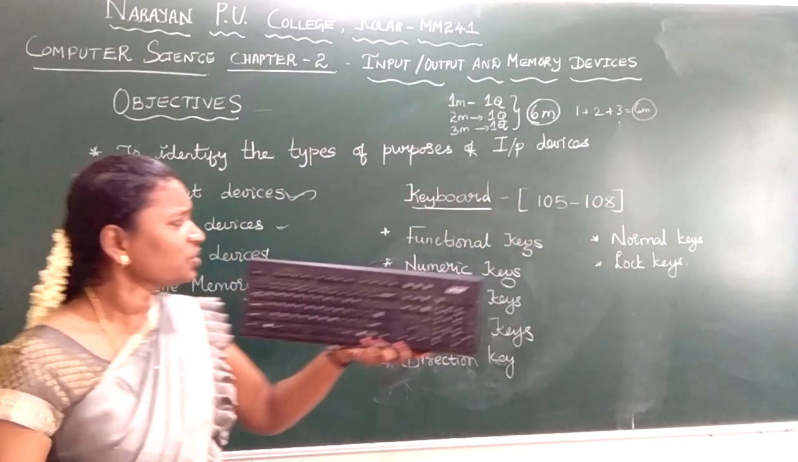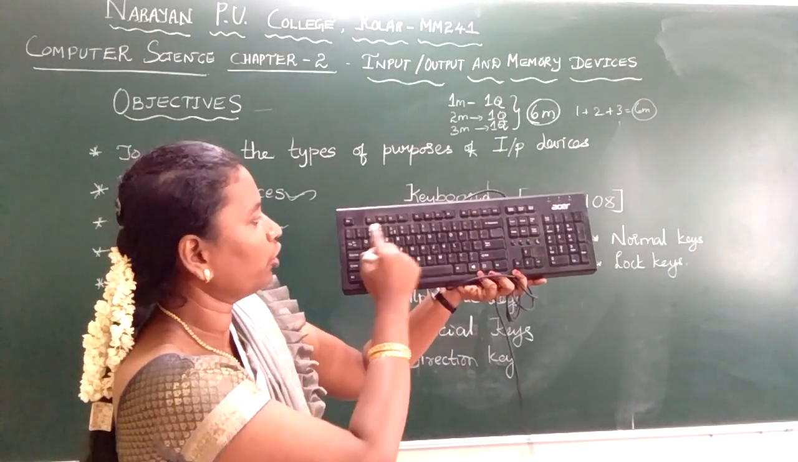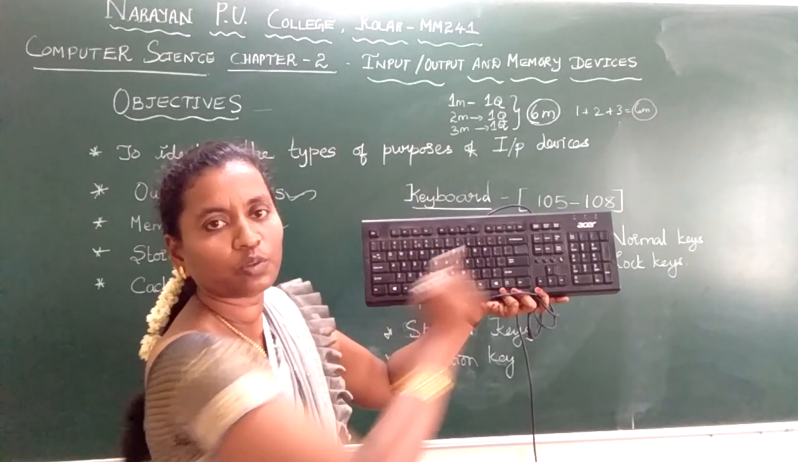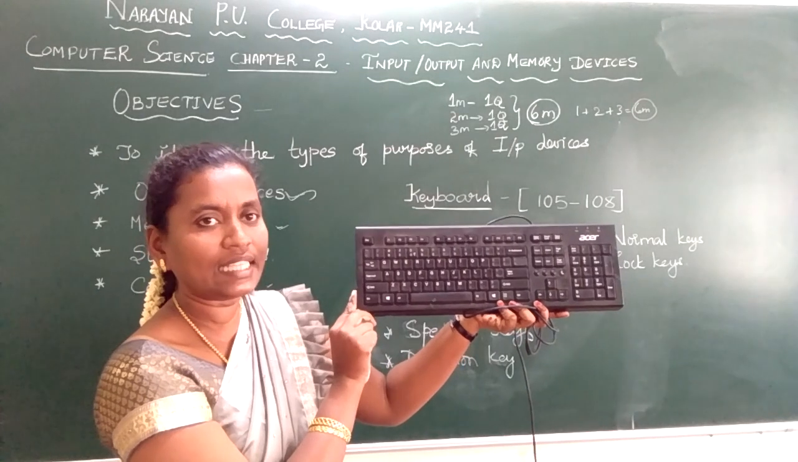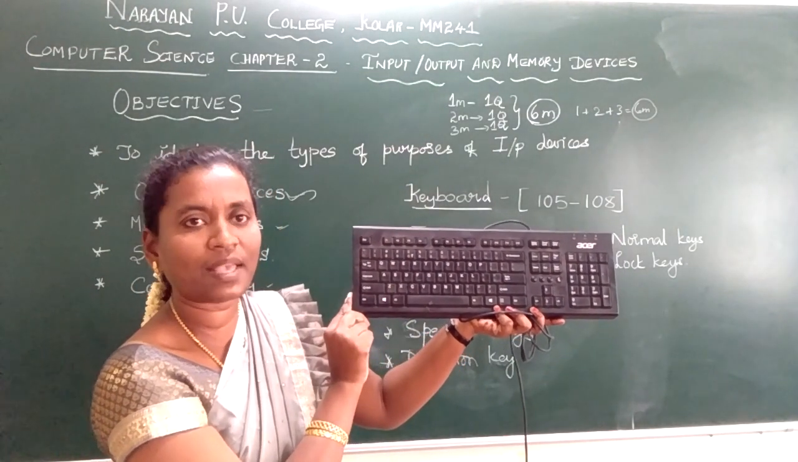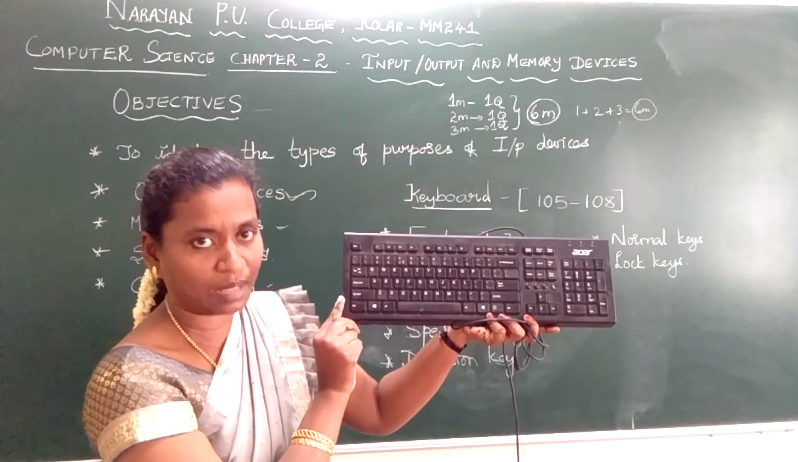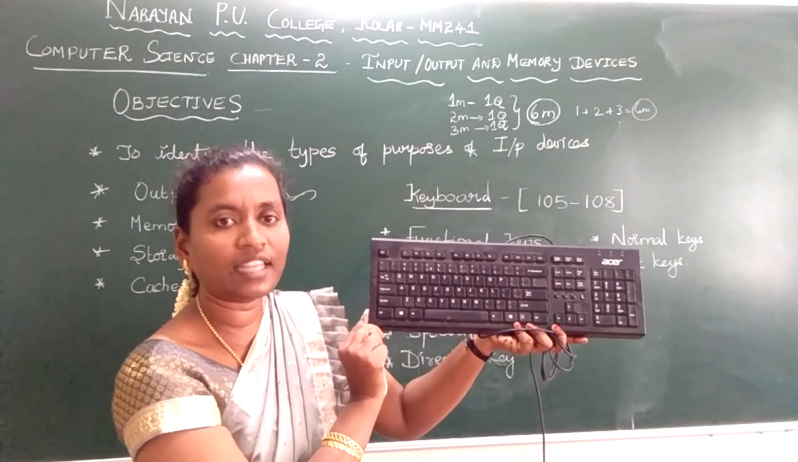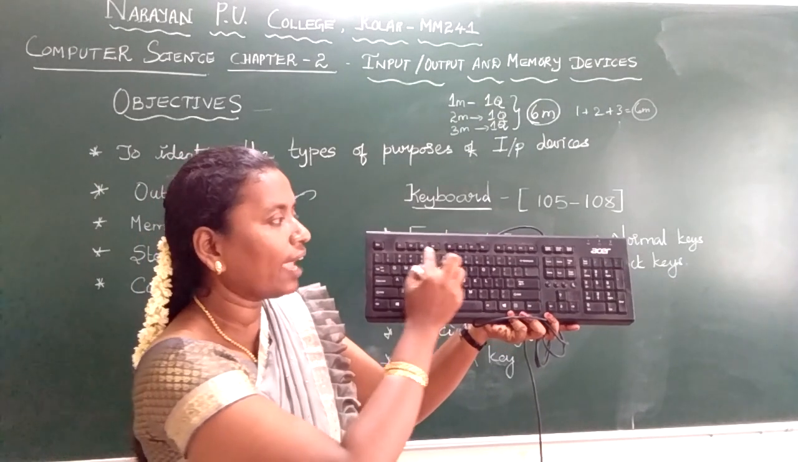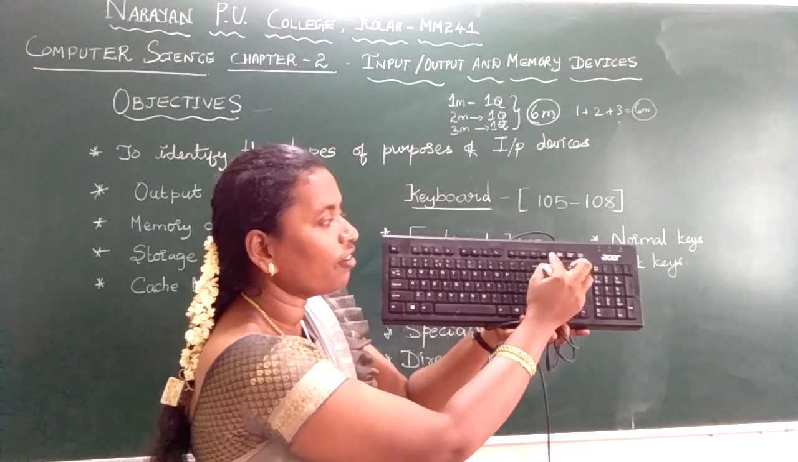In that, we have first the functional keys. At the top of your keyboard, you have F1, F2, F3 to F12. These keys are known as functional keys. These functional keys are used to perform a specific operation or task in your computer. For example, if you press F2, you can rename your folder. If you press F5, you can run your PPT. Each and every key has a specific function in your keyboard.